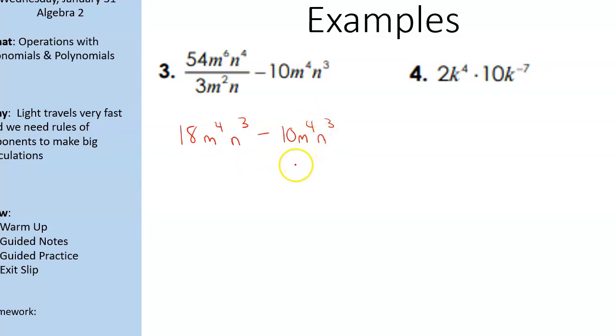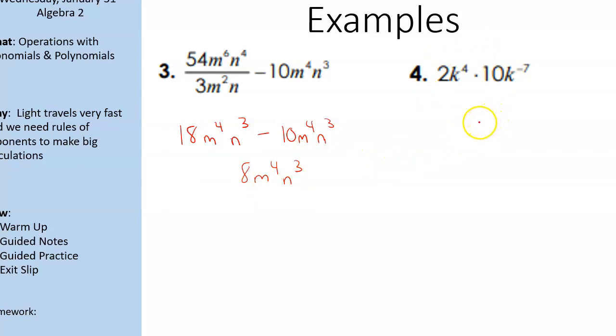Now, in this case, we would be done, but we see we have like terms. So we always have to remember we can add and subtract like terms. These are exactly like terms, m to the 4th, n to the 3rd. It has to be exact for us to combine. So since it is the same powers with the same letters, we can combine this. So 18 minus 10 gives us 8 m to the 4th n to the 3rd. And that is our answer.